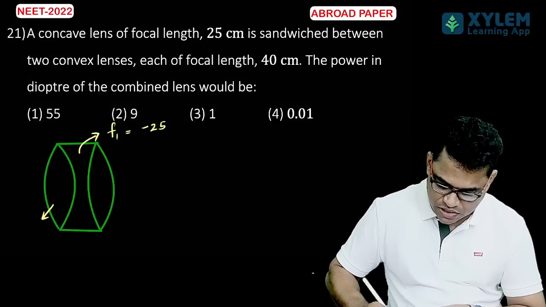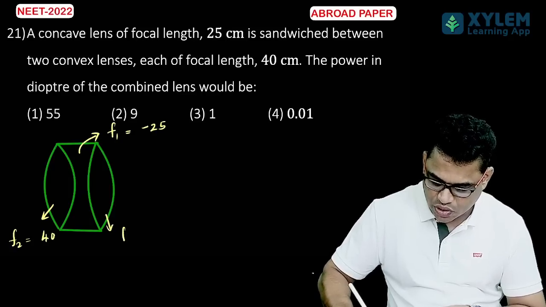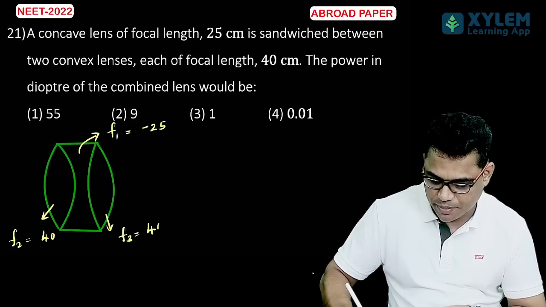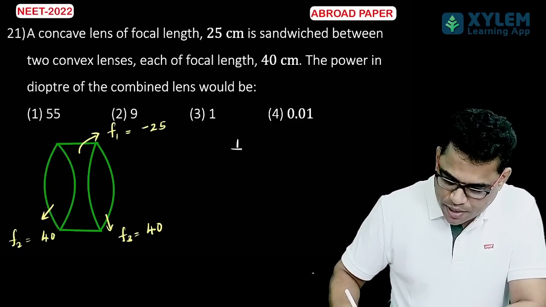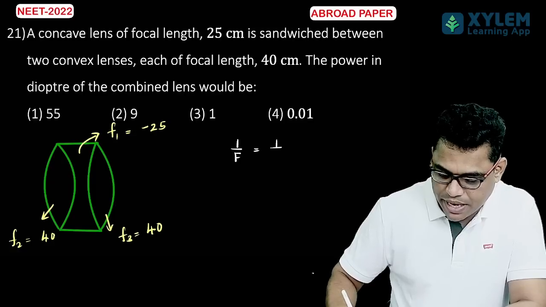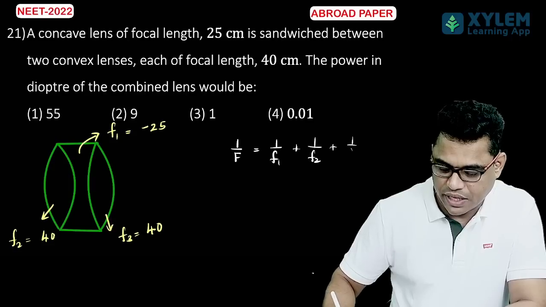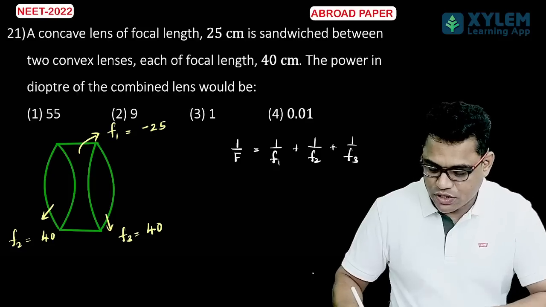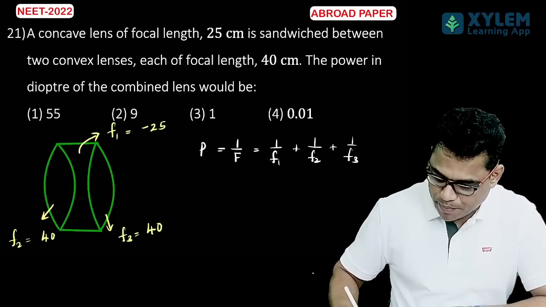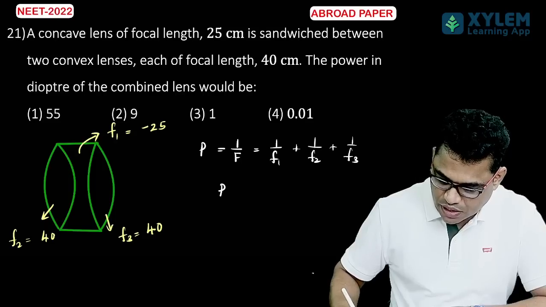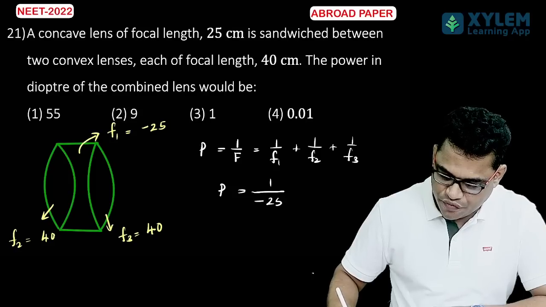This is a convex lens, let us say F2, which is equal to 40 cm. And this also, call it F3, is 40 cm. Then, in case of thin lenses in contact, you know the formula: 1 by F is equal to 1 by F1 plus 1 by F2 plus 1 by F3. What is actually 1 by F? 1 by F is the power of this combination. Therefore, the power of this combination is equal to 1 by F1, 1 divided by minus 25.